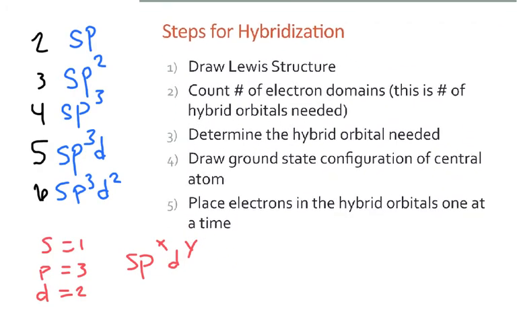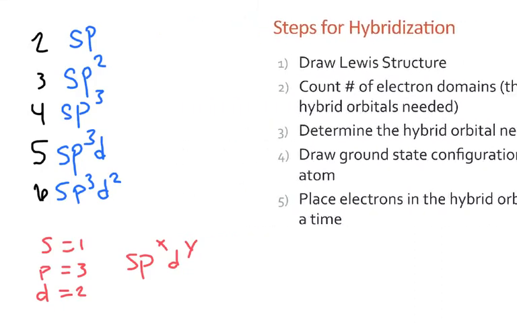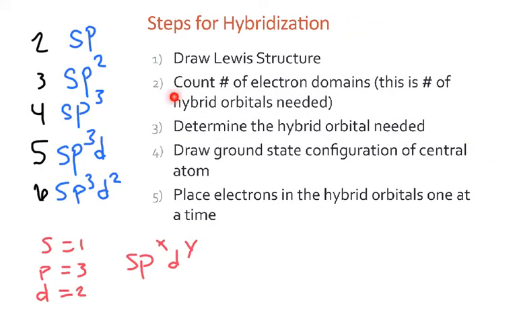If you ever are trying to show the steps for hybridization, the first thing you're going to do is draw the Lewis structure. You're going to count the number of electron domains, just like we would have when we were trying to figure out geometry. Once you do this step, this is going to tell you the hybrid orbitals needed.